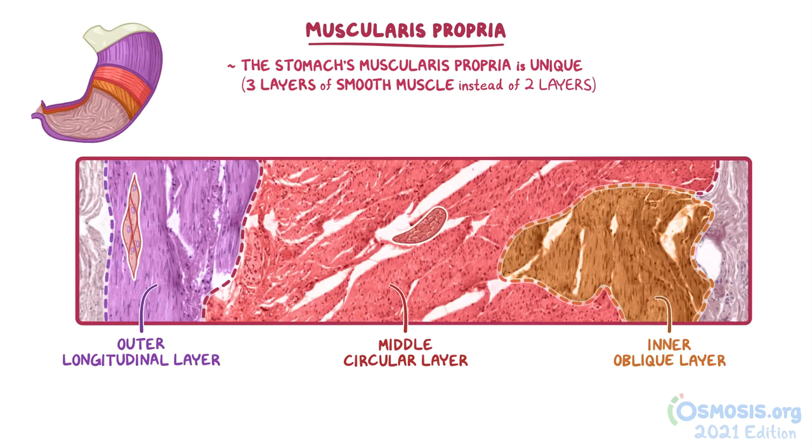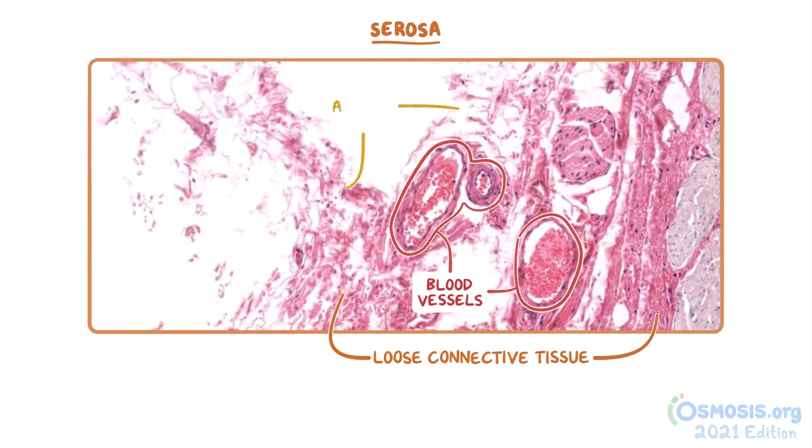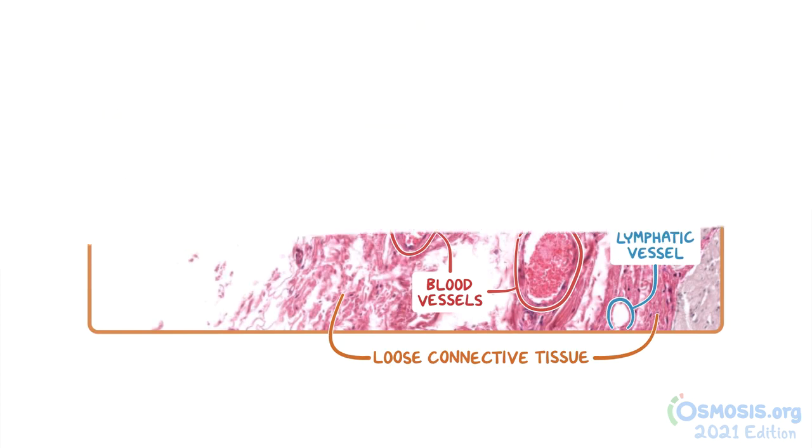The outermost layer of the cardiac stomach is the serosa, which consists of loose connective tissue with large blood vessels, adipose tissue, lymphatic vessels, and nerves. In this image, the large blood vessels are easy to identify because of the red blood cells that can be seen within their lumens. Alright, let's move on to the fundic stomach.